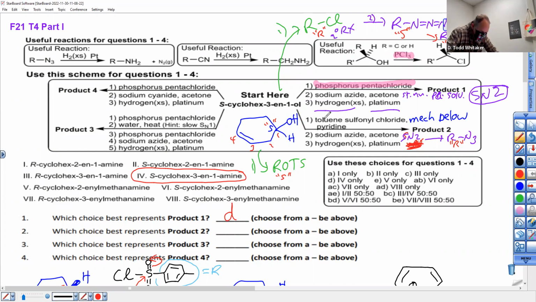Okay? So I'm picking the same answer I picked for the first question, except it is the enantiomer of this, which would be 3 only, right? And 3 only is C.